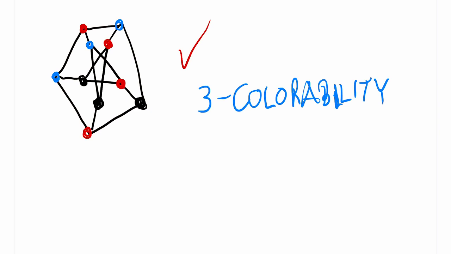So why is this a constraint satisfaction problem? Well, the variables are the vertices here. For each vertex, we have to pick one of 3 values. The constraints are the edges. They restrict the possible colorings. So yes, this is our second example of a constraint satisfaction problem.